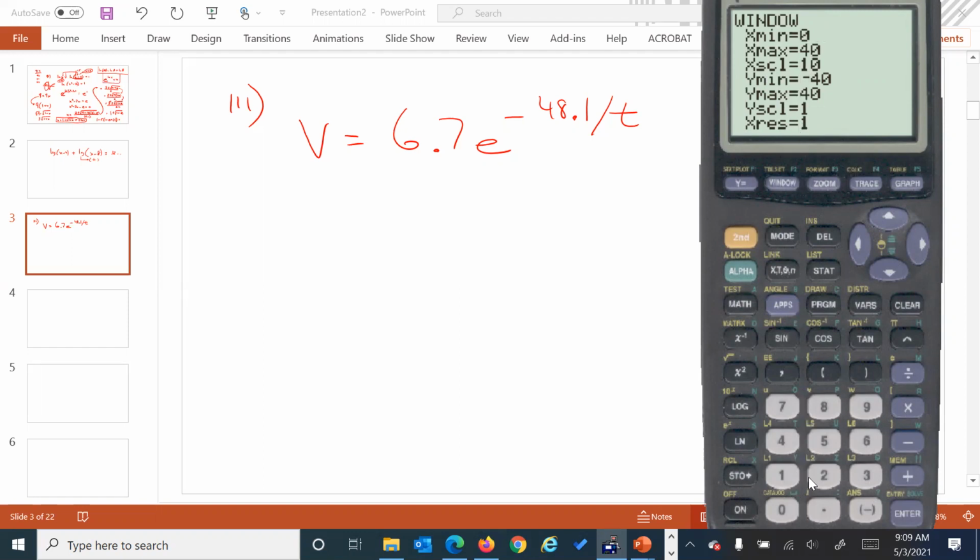For Y minimum, I don't need to see negative values because the force is not in negative values. For Y max, I'm thinking maybe let's start off at 10, just to sort of see where we're at. So the window setting is 0, 40, X scale 10, Y 0, 10, then it's 1, 1.